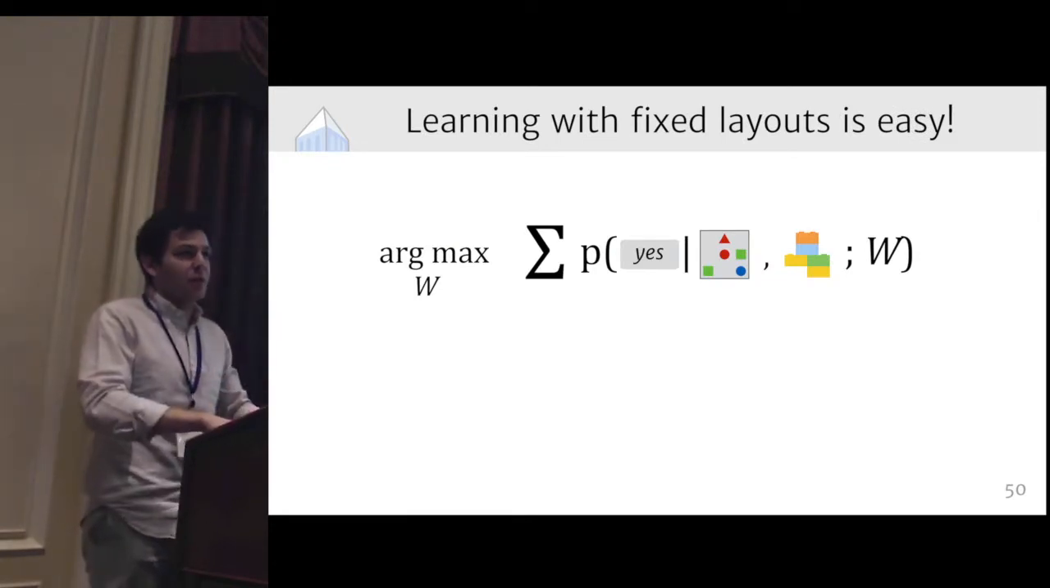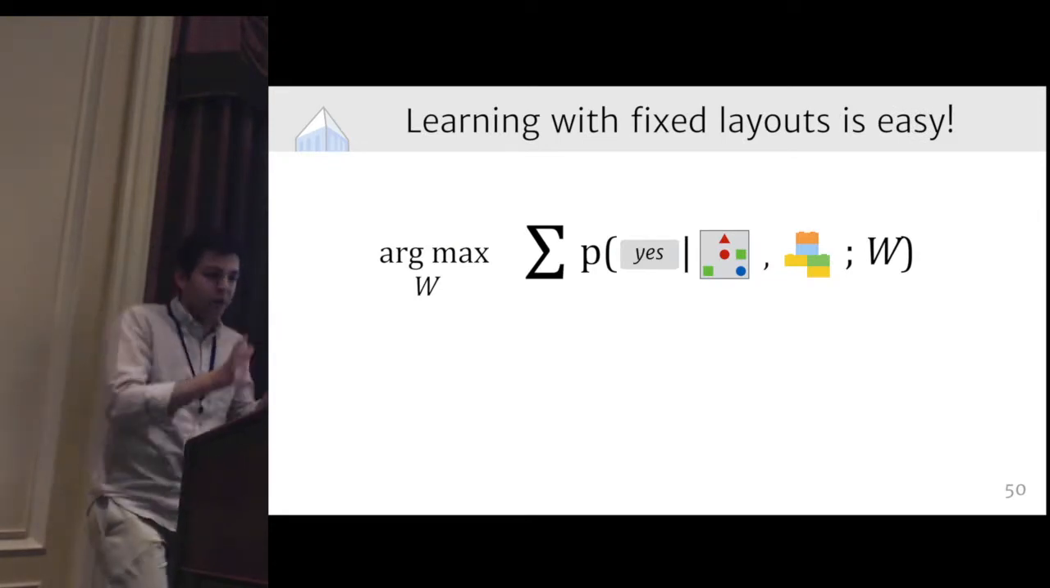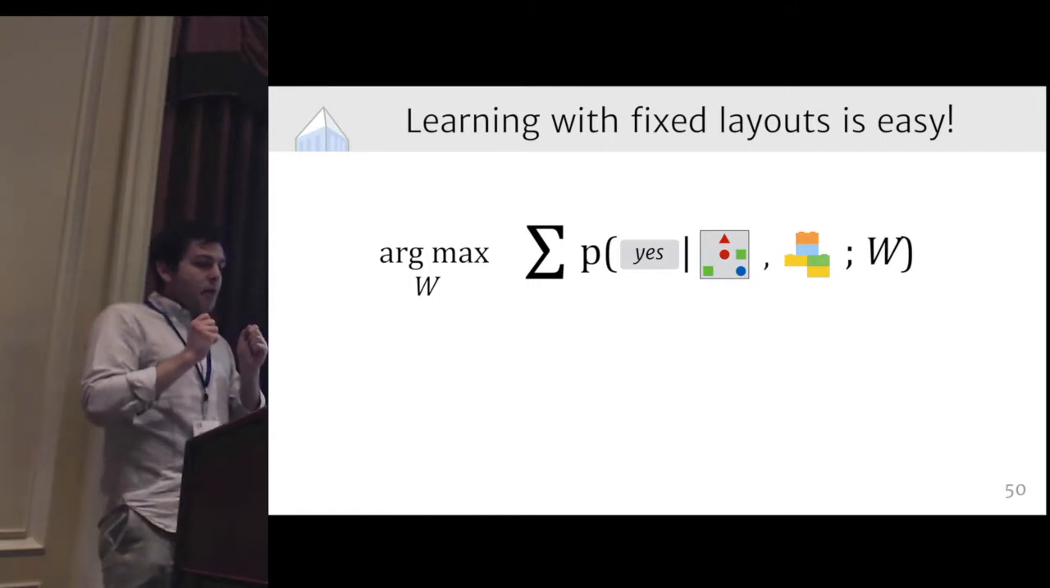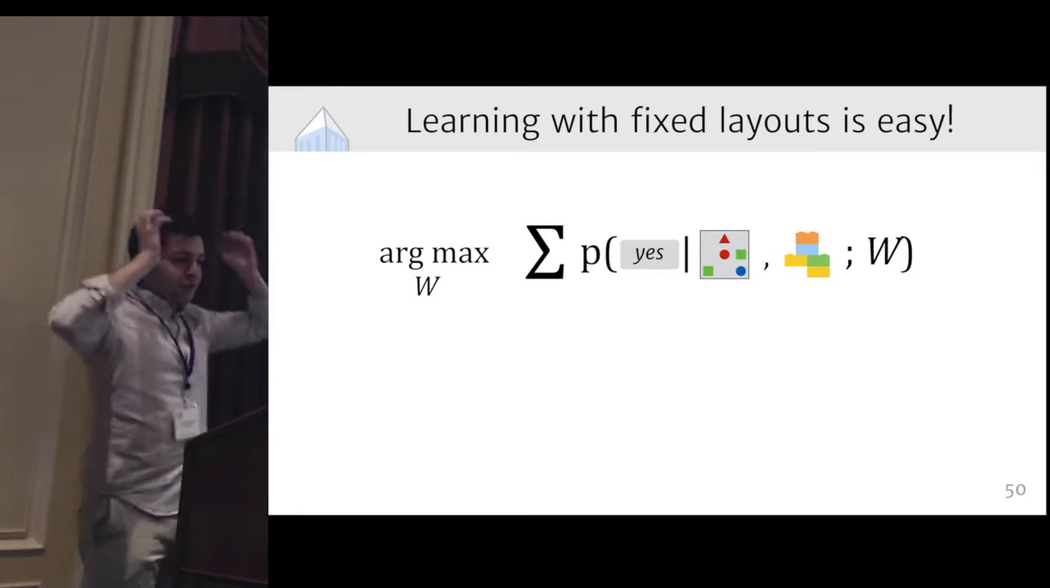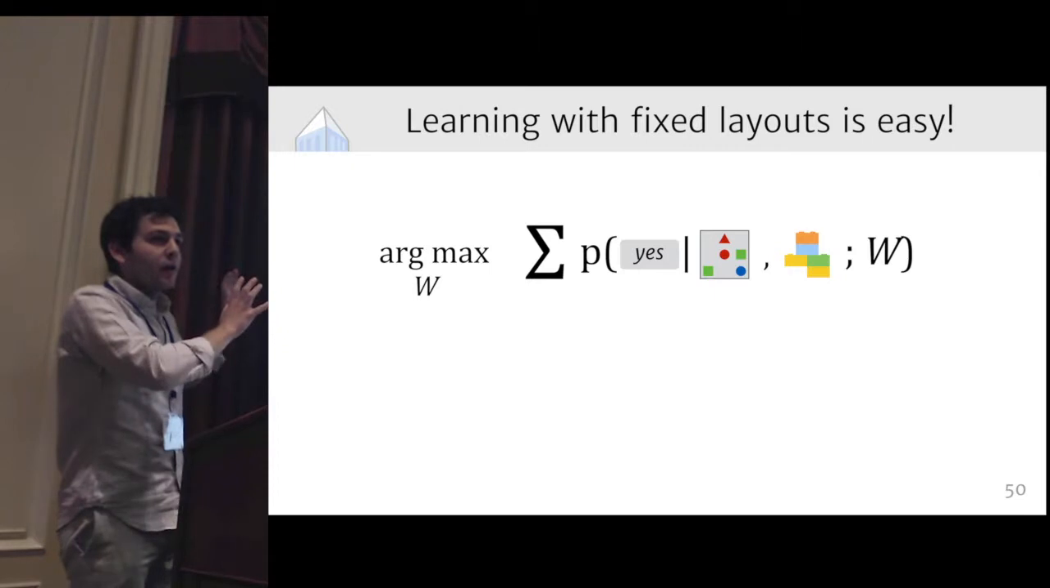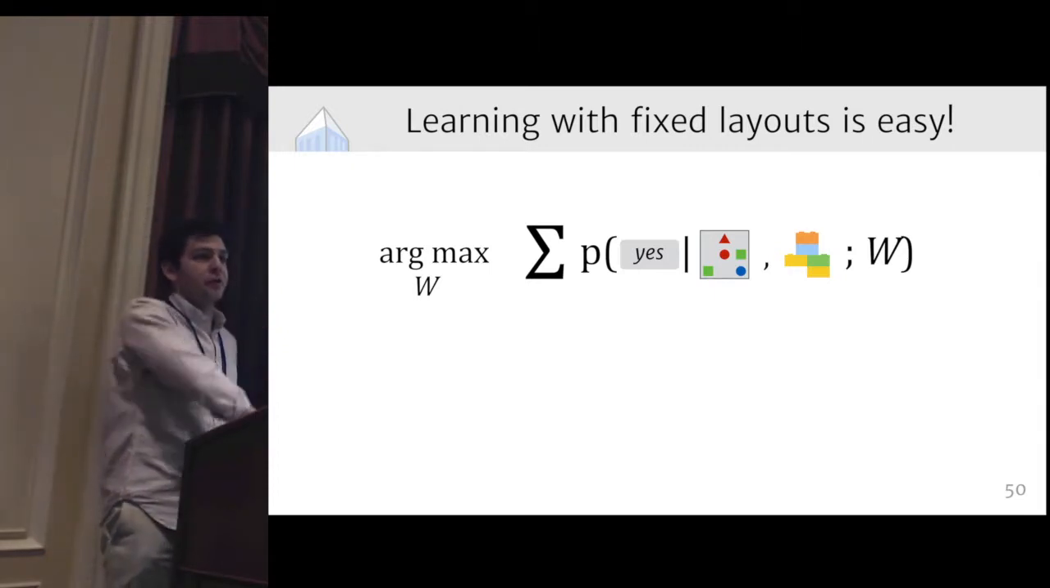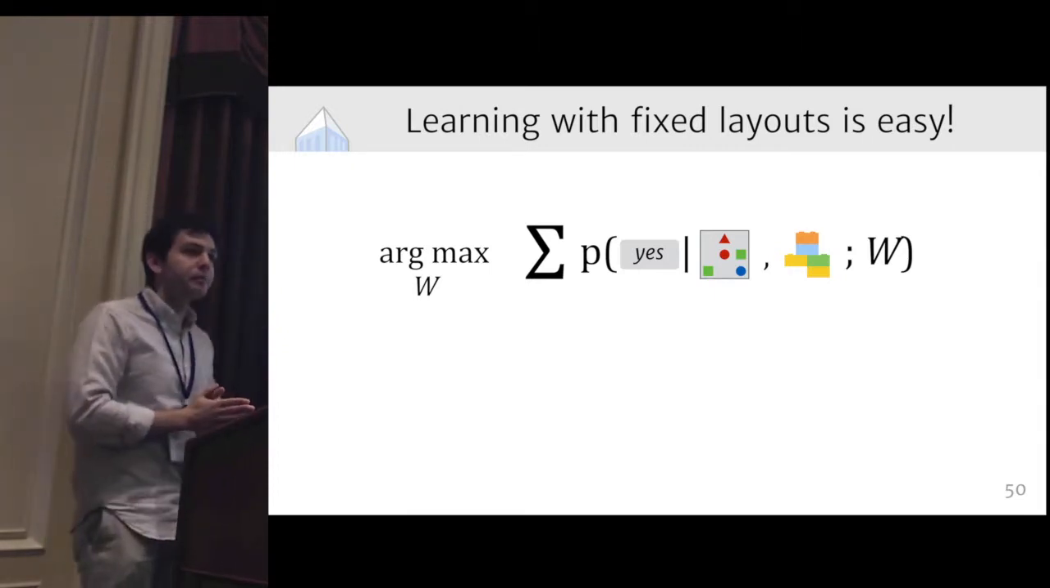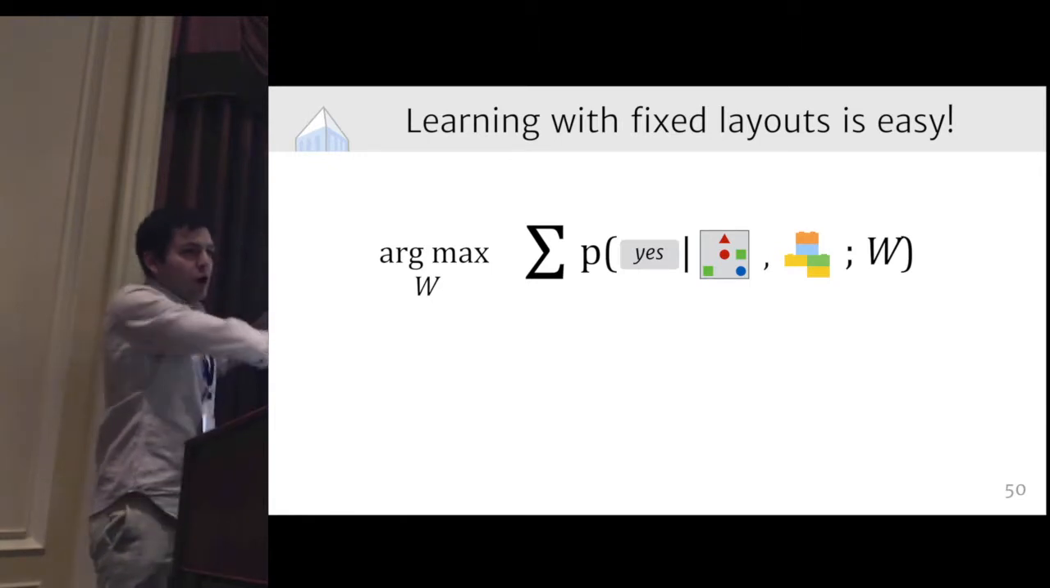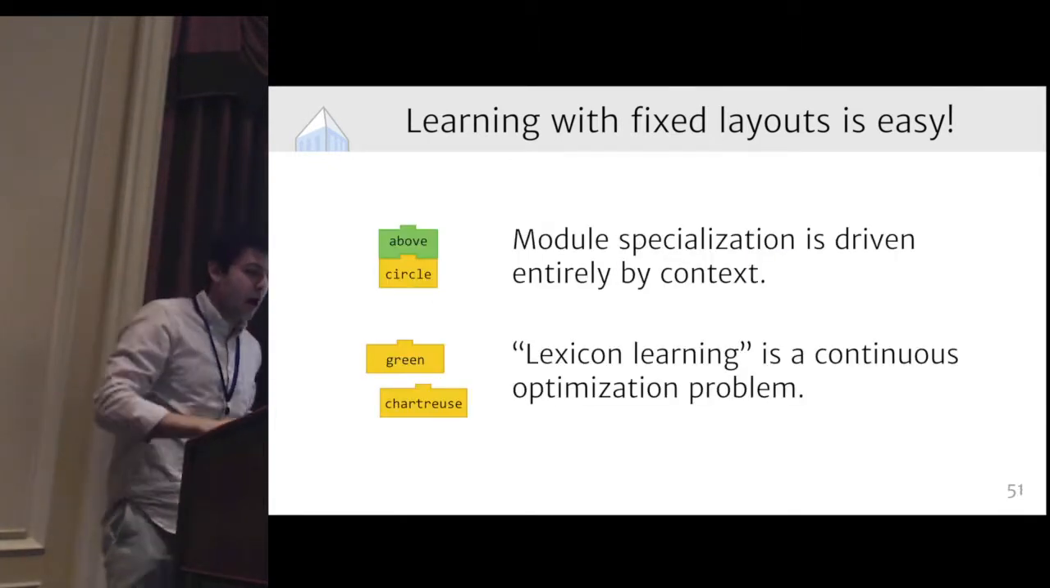And once we've fixed our network layouts, and once we've set up this kind of structured parameter tying, the only learning problem that we have is normal maximum likelihood estimation subject to the constraints provided by this parameter tying scheme. And we can just press go on our optimizer and our answer will come out.